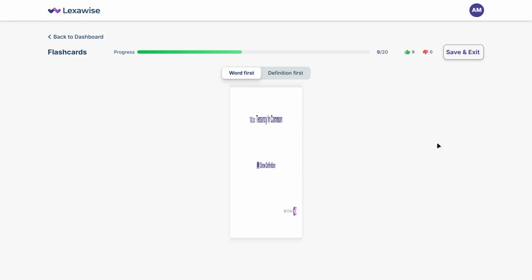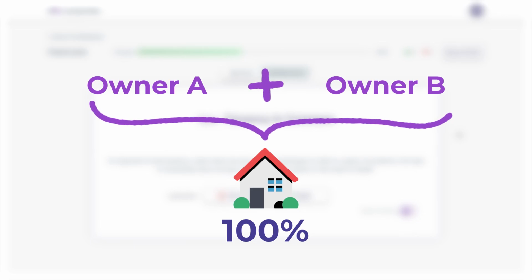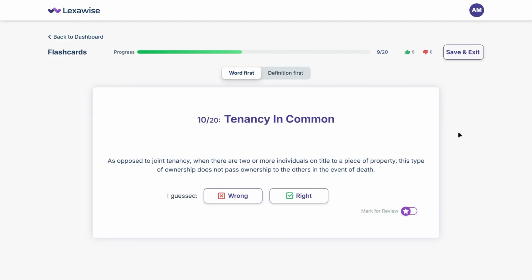Tenancy in common. As opposed to joint tenancy, when there are two or more individuals on title to a piece of property, this type of ownership does not pass ownership to the others in the event of death.